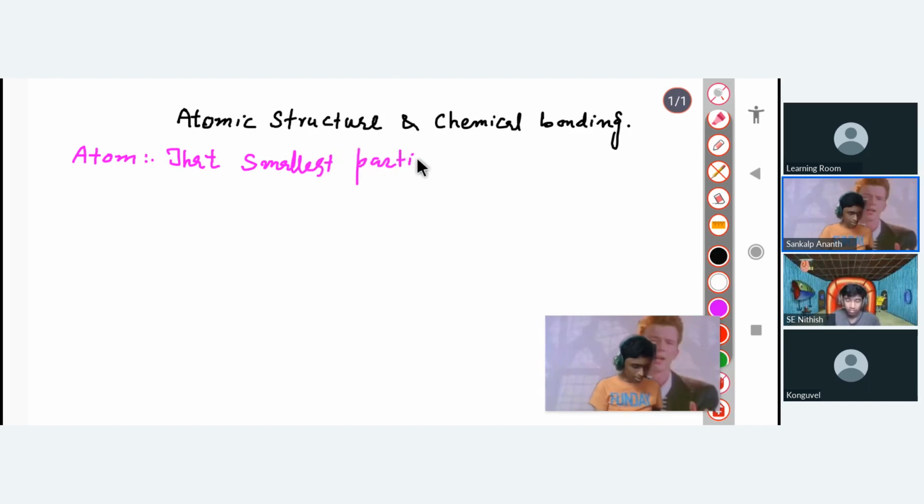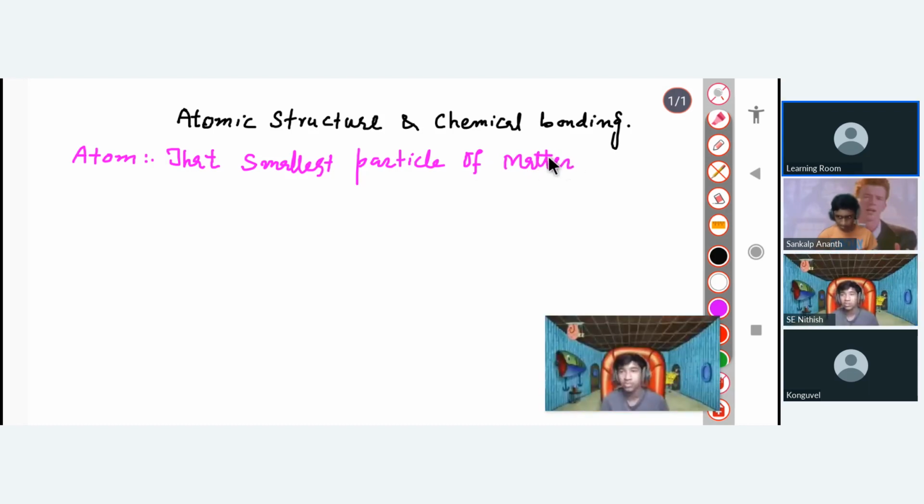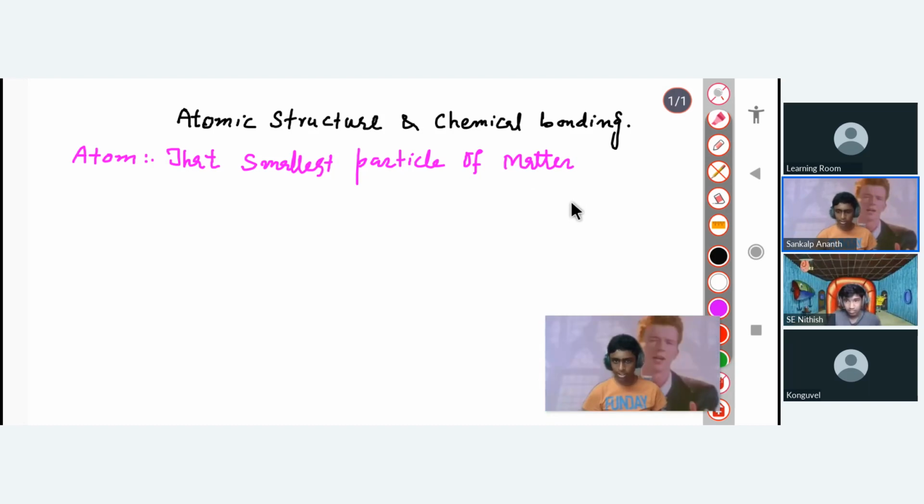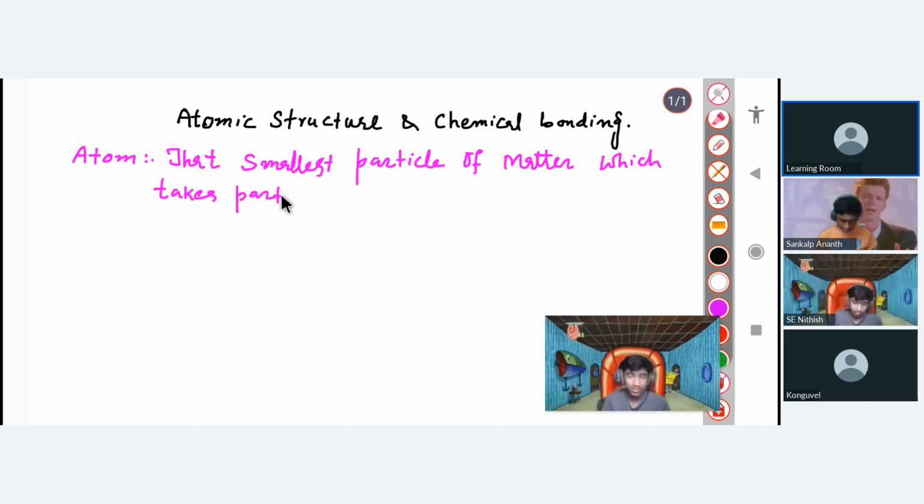Sir, it is the smallest particle that contains charge, which contains a valency. Electron, proton, neutron also contain charge, but they don't contain valencies, right? I will tell you, it is that smallest particle of matter which takes part in chemical reactions. So you will write that it takes part in chemical reactions, right?